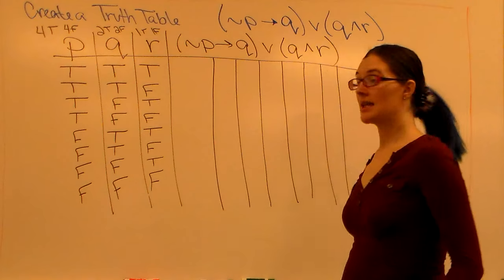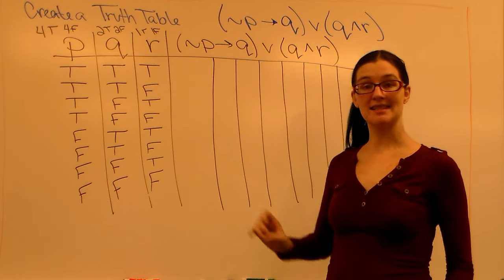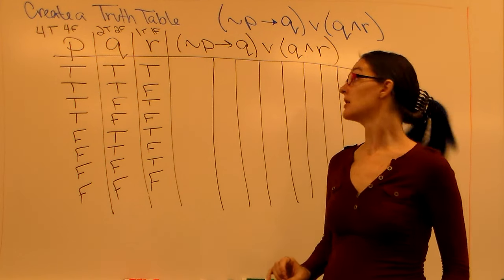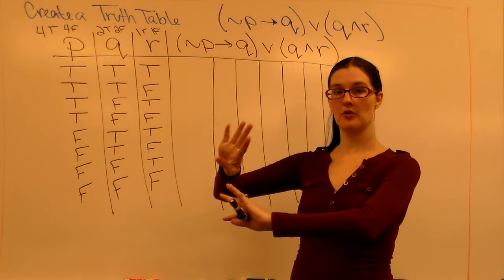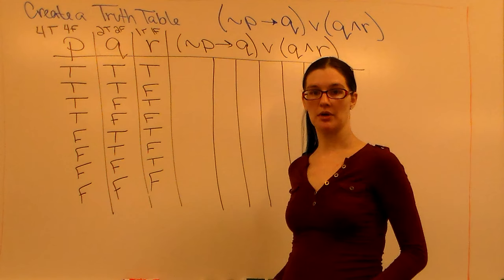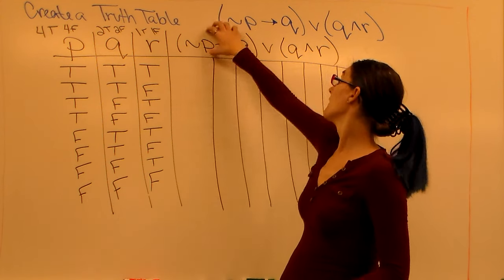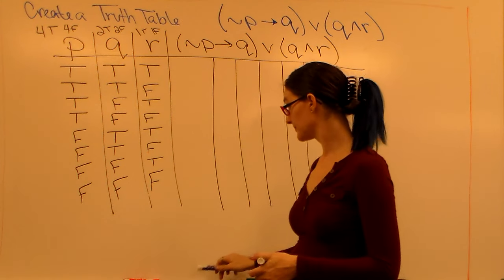Okay. So everything right here that I've done so far should be just basic setup memorization. You should have the first three columns memorized. Four and four, two, two, two and two, one, one, one, one, one, one, one. Okay. Then all I have is my statement and I've just broken it up into columns.